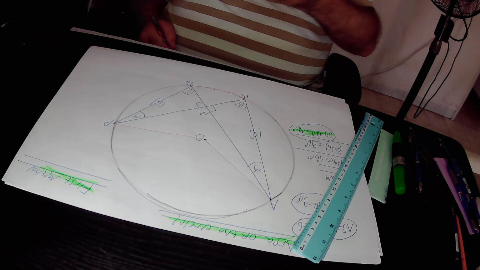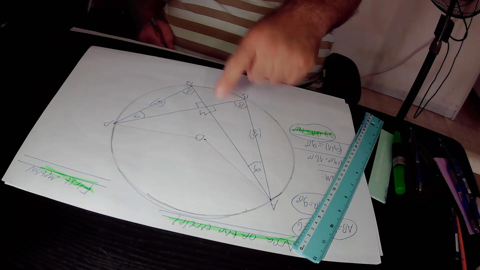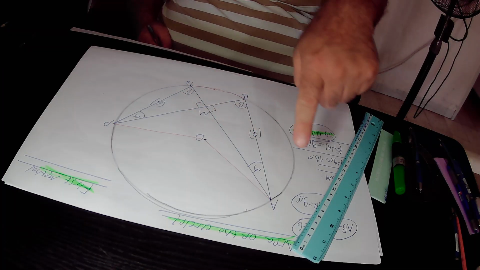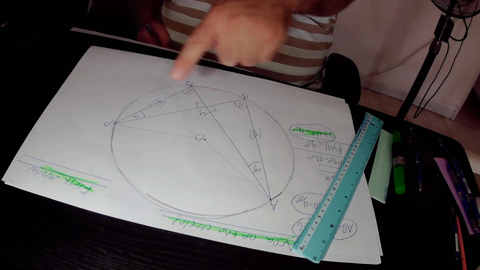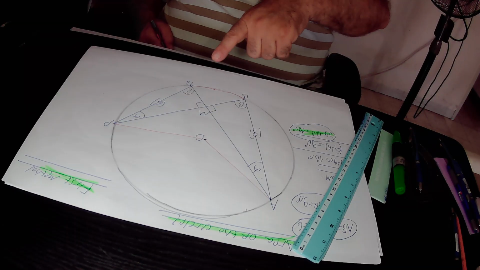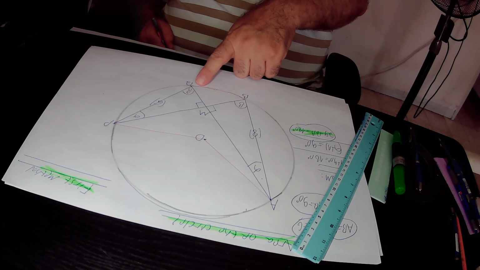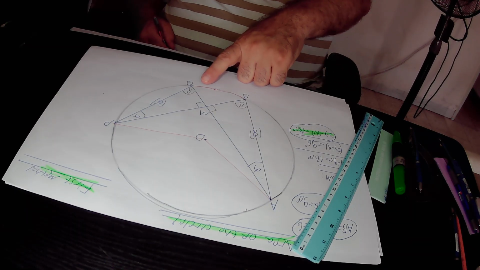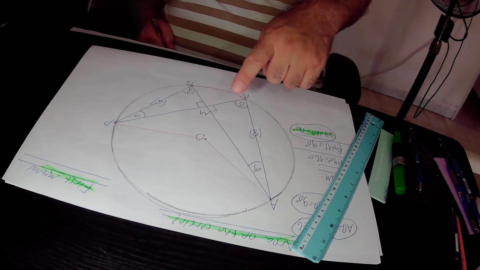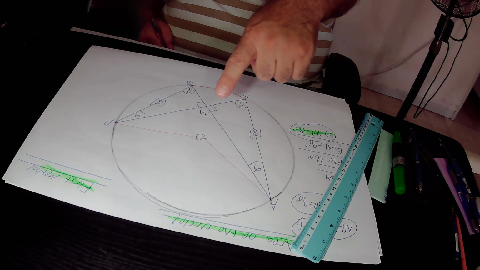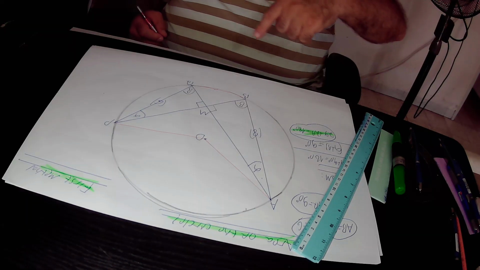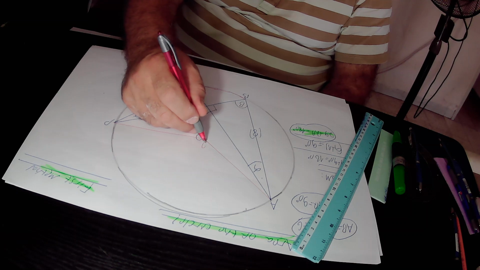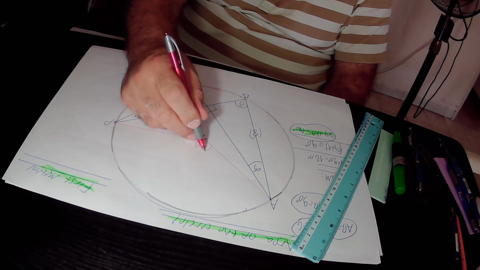And according to rule 13, the size of the central angle AOP that subtends the same arc AP, exactly like peripheral angle AQP, must be twice as big as the size of peripheral angle AQP. So the size of peripheral angle AQP is beta. Therefore, the size of the central angle AOP that subtends the same arc AP must be equal to 2 beta. According to rule 13, of course.